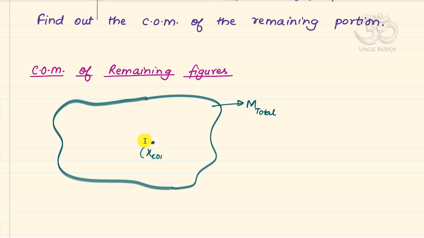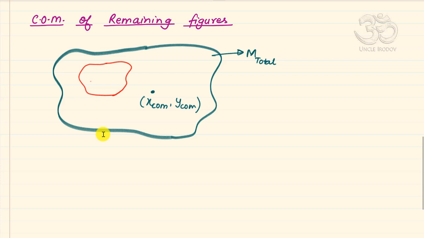And from this big object, a small piece has been cut. That small piece which is cut is this small piece, and the small piece's mass is also known. The small piece's mass is m cut, and the location of the center of mass of the small piece is also known. Let us say that's this particular point here, and this is x cut comma y cut. So I can call this point x cut comma y cut, and I need to figure out where is the center of mass of the remaining portion.